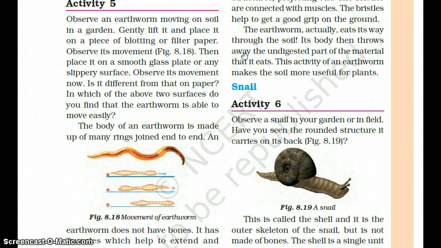This earthworm actually eats its way through the soil. That is, it eats the soil which comes in its way. Its body then throws away the undigested part of the material that it eats. And this activity of earthworm makes the soil more useful and fertile. That is why earthworm is called a farmer's friend. So this was the movement in earthworm.